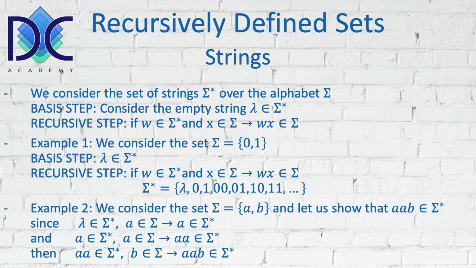The next thing we can do, we continue with the recursive step. We say that aa is an element of sigma star. We also know that b is an element of the alphabet, sigma. So we can say, using the recursive step, that aab is an element of the set of strings sigma star. So we have here, in fact, the recursively defined sets based on strings.